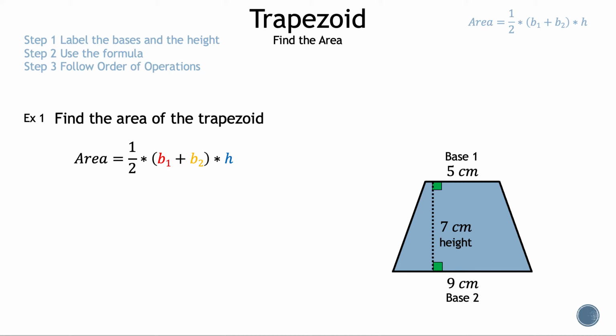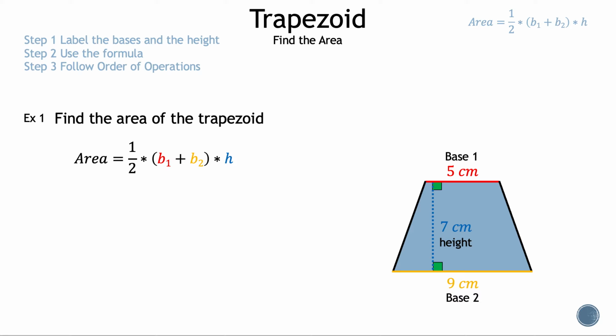We've labeled 5 centimeters as base 1, we labeled 9 centimeters as base 2, and 7 centimeters as your height. Why is the dotted line the height? Well, it goes from base 1 to base 2, and each angle that is formed is 90 degrees, and that means base 1 and base 2 are parallel. Now we're going to color each base and the height a different color to help us visually.